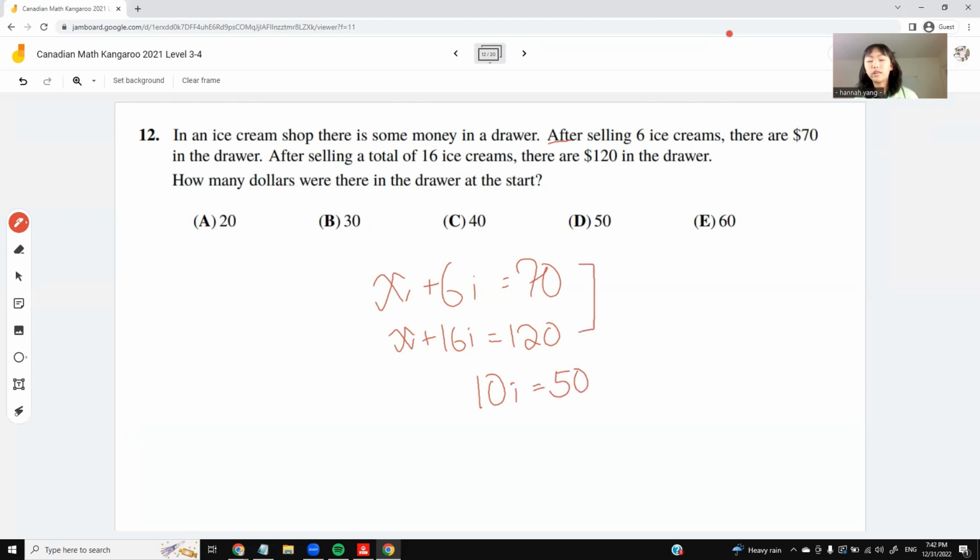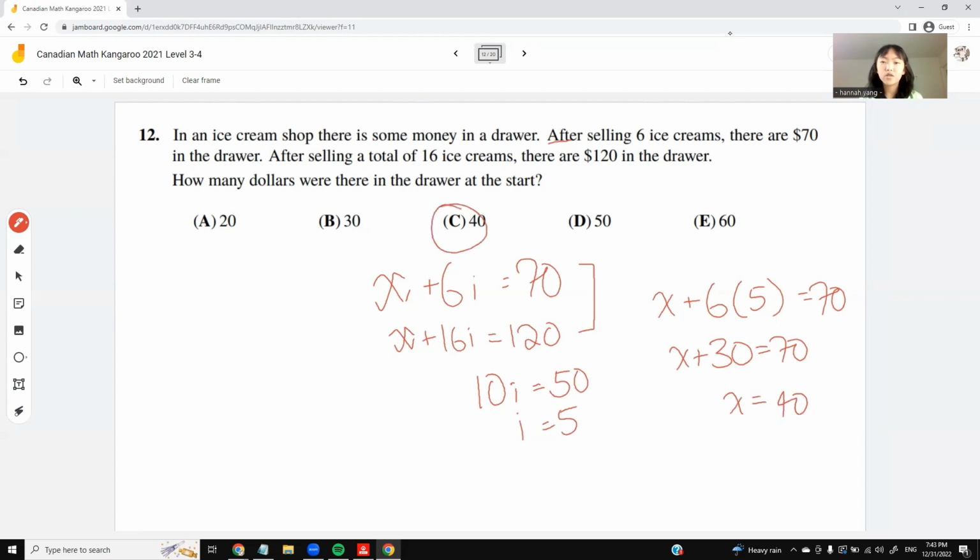And so now we can solve for the cost of an ice cream, which is $5. We can substitute it back into the first equation of x plus 6i equals 70. So x plus 6 times 5 equals 70, which is x plus 30 equals 70. So x would equal 40, which is C, which is also our correct answer.